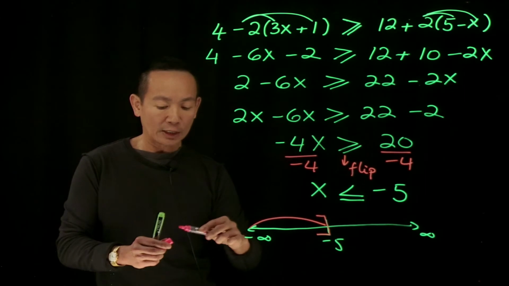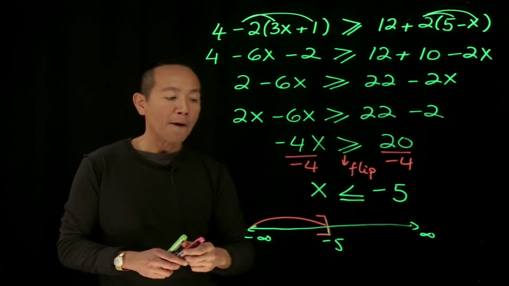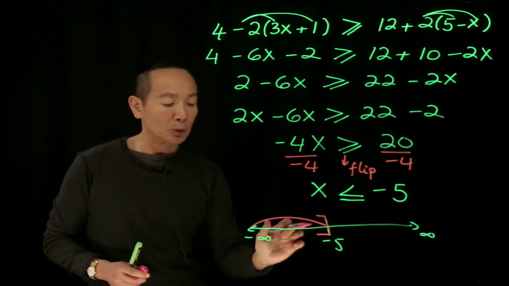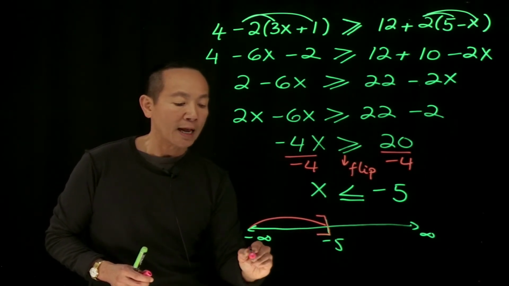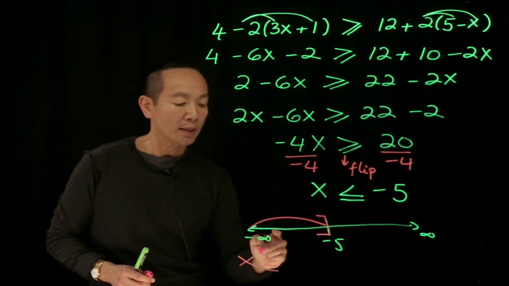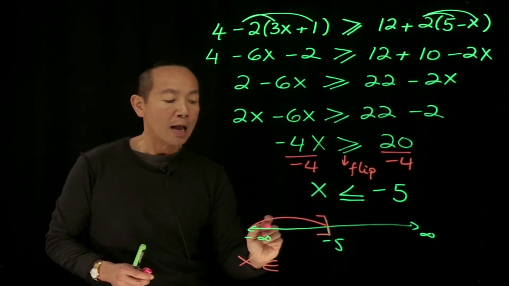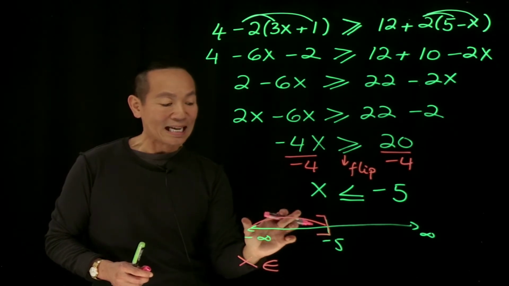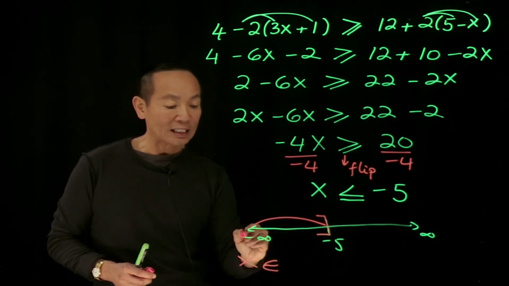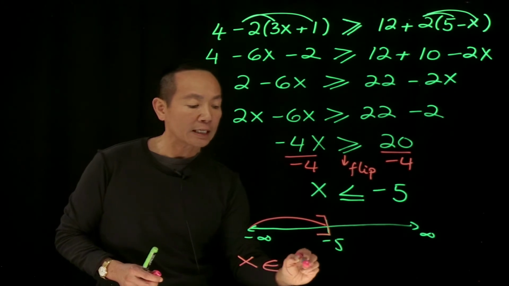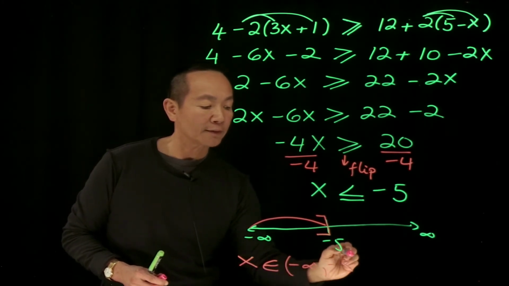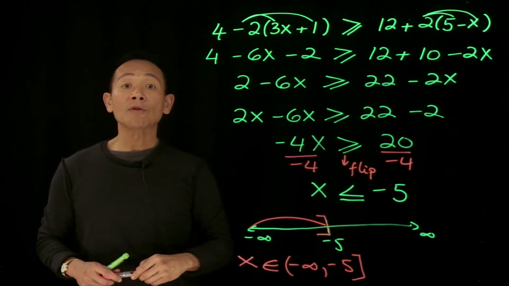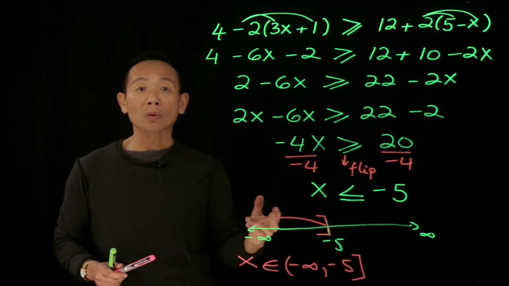And after you shade, you have to give the final answer. The final answer is the interval notation answer. So we say x belongs to this shading, and we write it as an interval. And you will read the interval from left to right. The shading starts from -infinity up to -5 with the bracket. So this is step by step how to solve for x in a linear inequality.